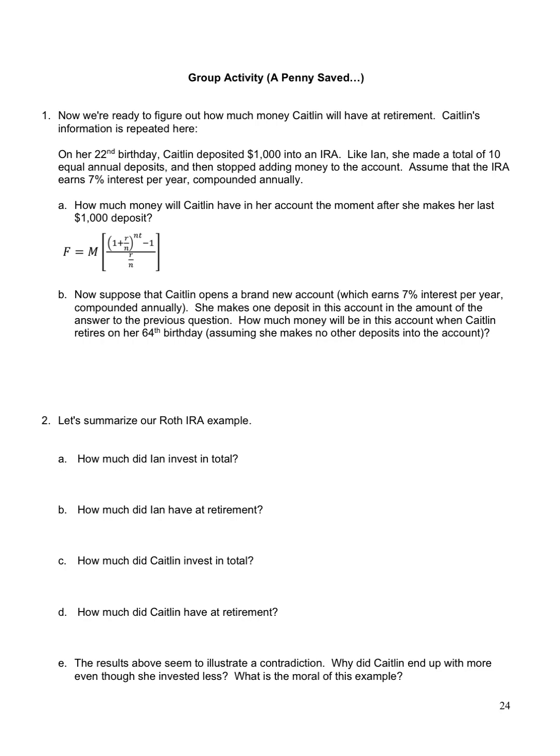On her 22nd birthday, Caitlin deposited $1,000 into an IRA. Like Ian, she made a total of 10 equal annual deposits and then stopped adding money to the account. Assume that the IRA earns 7% interest per year, compounded annually. How much money will Caitlin have in her account the moment after she makes her last deposit?